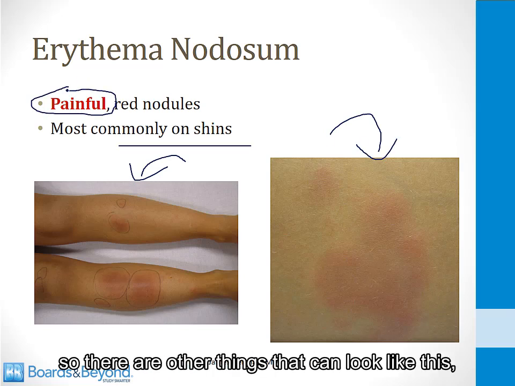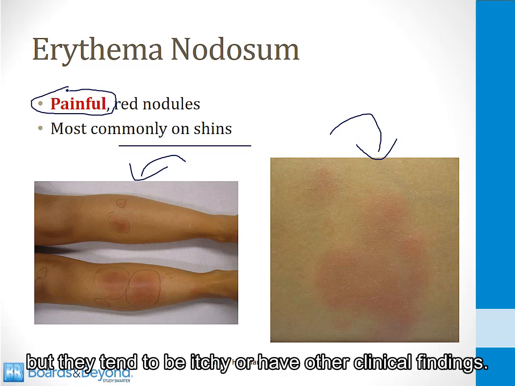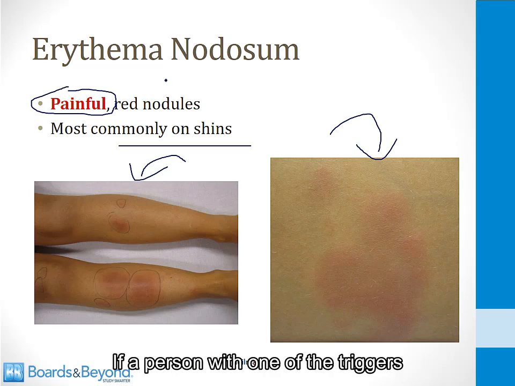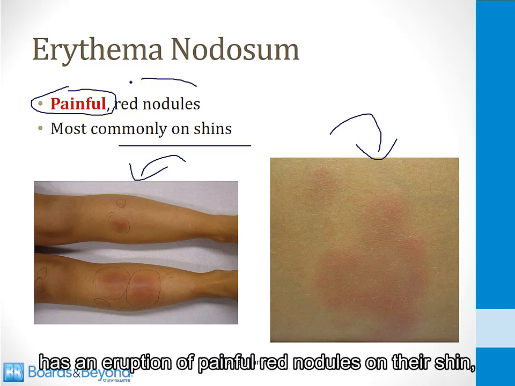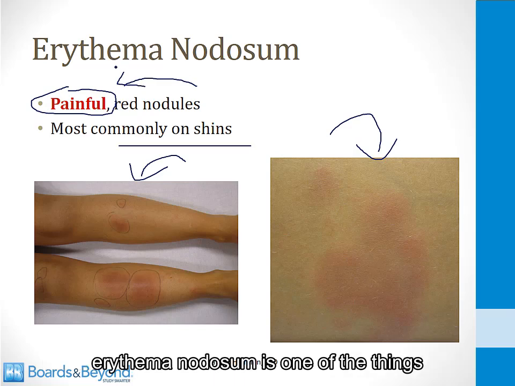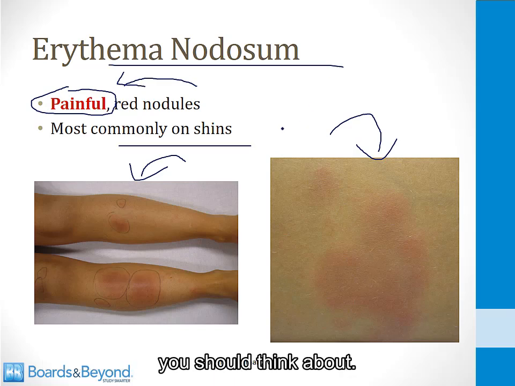So there are other things that can look like this, but they tend to be itchy or have other clinical findings. If a person with one of the triggers I talked about in the last slide has an eruption of painful red nodules on their shin, erythema nodosum is one of the things you should think about.